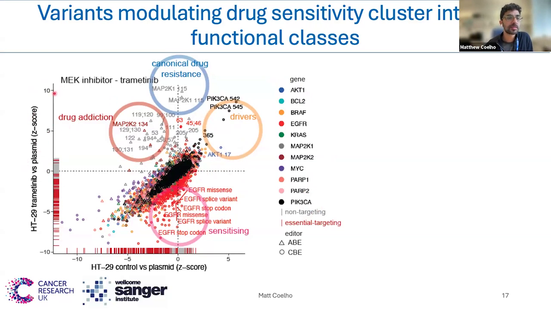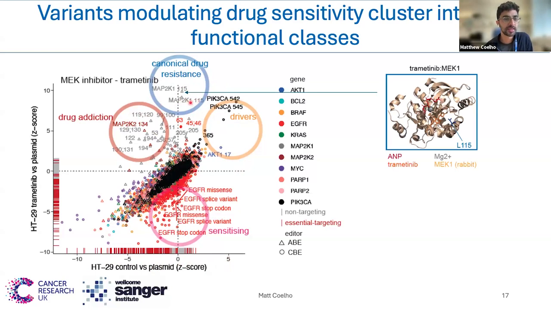So the y-axis is the growth of the cells in the presence of this MEK inhibitor, and the x-axis is the growth of the cells in the absence of drug. So anything off the diagonal has a different growth rate in the presence versus the absence of drug. And what we can see is that these variants cluster into different categories which affect resistance and response. So here is what we call canonical resistance. This is having a resistance effect only in the presence of drug, and that's on the MEK1 drug target. If we look at these, they're found in patients, and they map directly to the drug binding pocket. So that's quite an obvious way of getting around inhibitor binding.